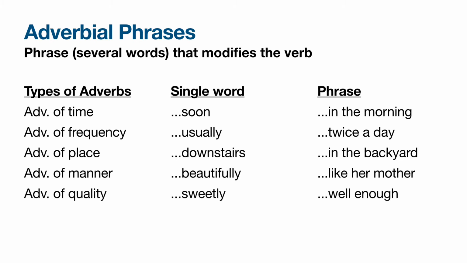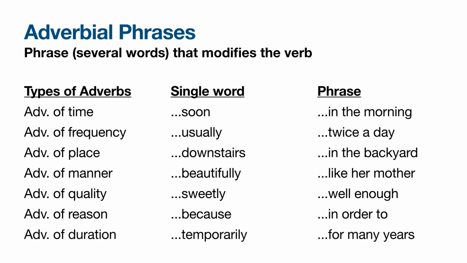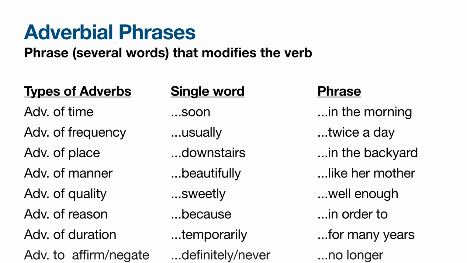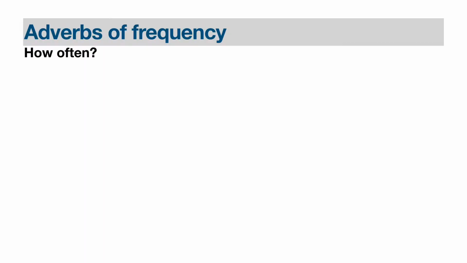They can modify the quality, such as sweetly or well enough. They can modify the reason by using words like because or in order to. They can modify the duration using words like temporarily or for many years. And they can also modify kind of affirming or negating the verb altogether, using words like definitely, never, and no longer. Let's take a closer look at adverbs of frequency.